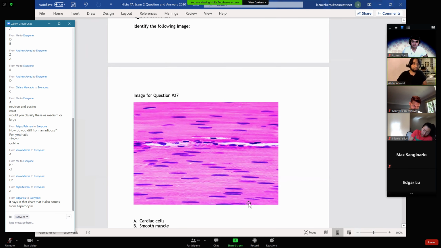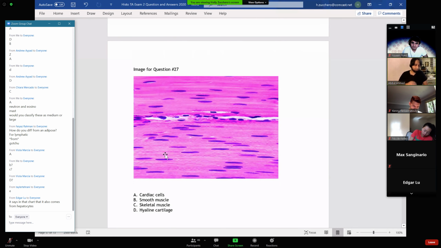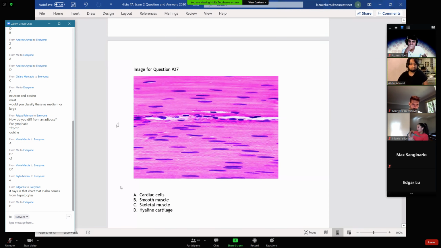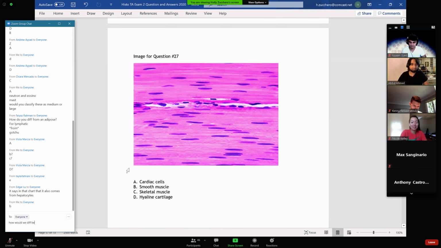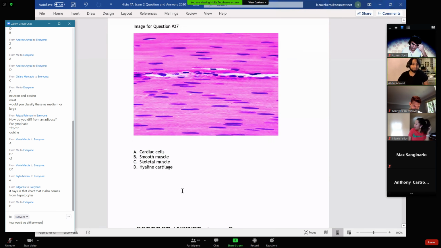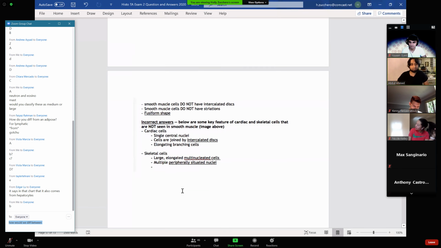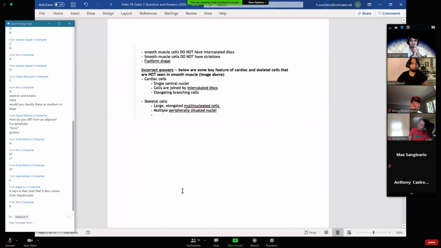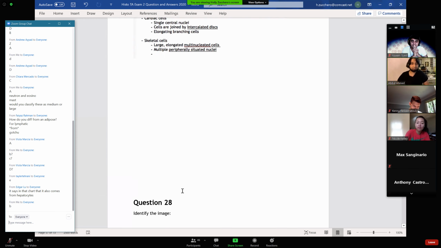The question asked, identify the following image. You guys should know this by now. What's the answer? B. Yes, the answer is B. There are no striations, there are no intercalated discs. You have a central nuclei. So this is definitely B. That's kind of a gimme. She's gonna give you a couple of gimmies, so don't worry about it. You should be quick, done and easy.